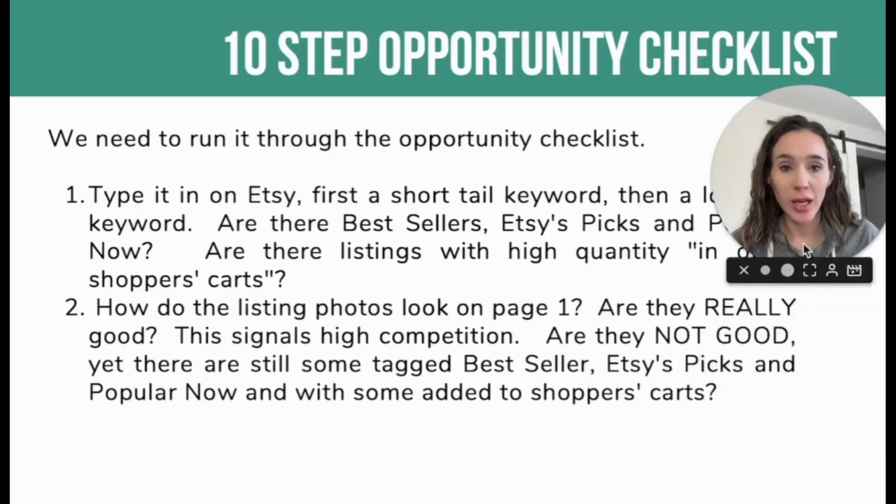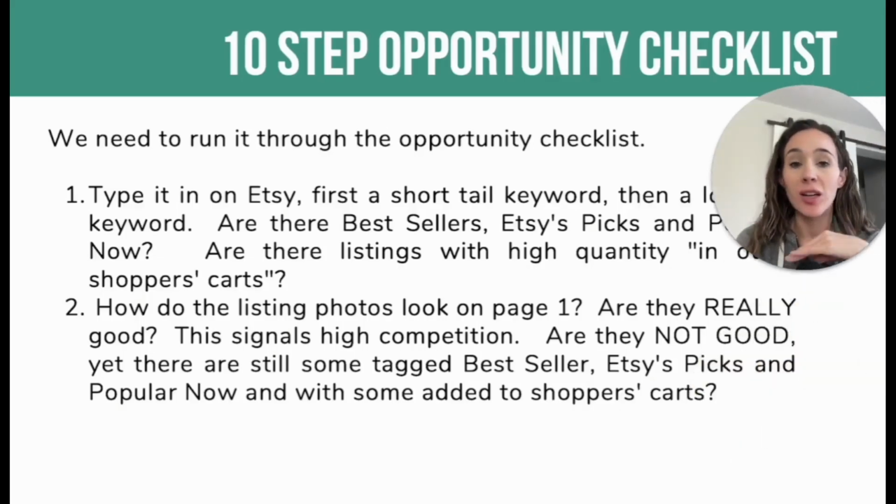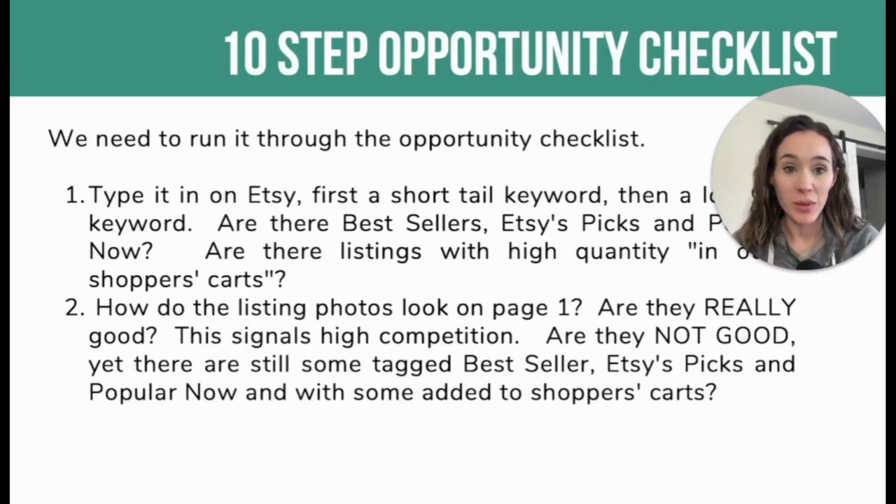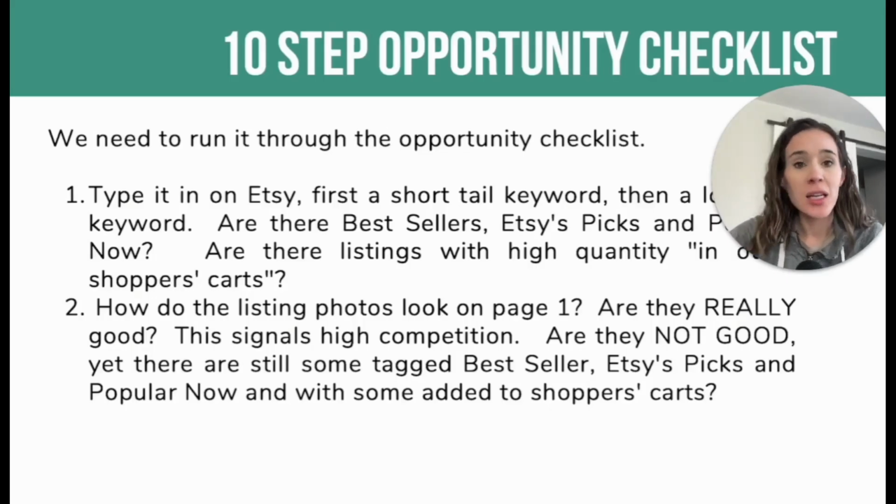The next thing we want to look at is how do the listing photos look on page 1 of search results for both of these, so short tail keywords and long tail keywords around the item. That's your idea. Are the photos really, really good? You're looking at them, you're like, wow, these look really professional. Wow, that's going to be hard to beat. This signals high competition. You can look at things like eRank, Everbee, Marmalade, Sales Samurai to see what the competition is. But, honestly, it's like looking at a basketball team on paper and looking at what their stats are. You're not really seeing them in action. You're not really able to size yourself up to them.